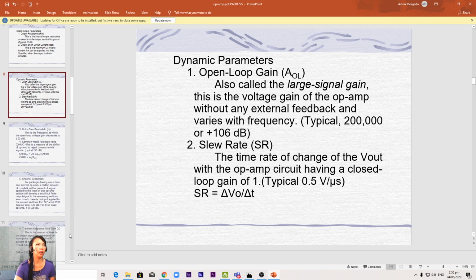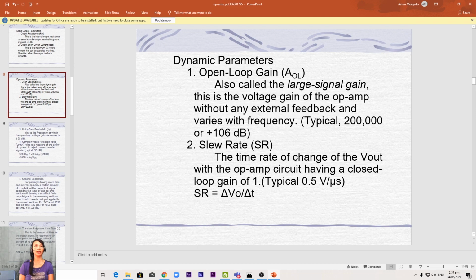So we have open loop gain, also called the large signal gain. This is the voltage gain of the op amp without an external feedback, and it varies with frequency. Typically it is 200,000 or 106 decibels, or 106 dB.